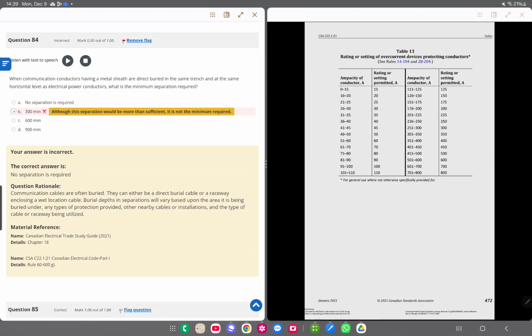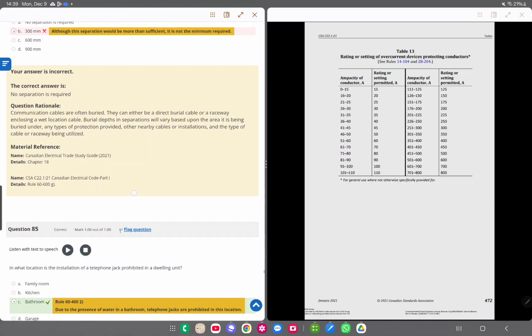Communication cables are often buried. They can either be a direct burial cable or a raceway enclosing a wet location cable. Burial depths and separations will vary based upon the area it is being buried under, any types of protection provided, other nearby cables or installations, and the type of cable or raceway being utilized.